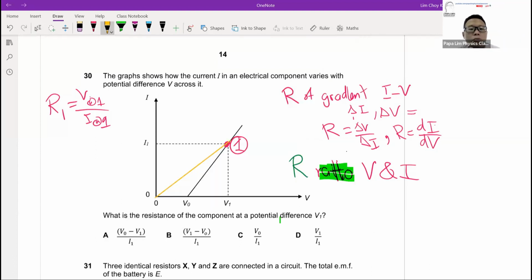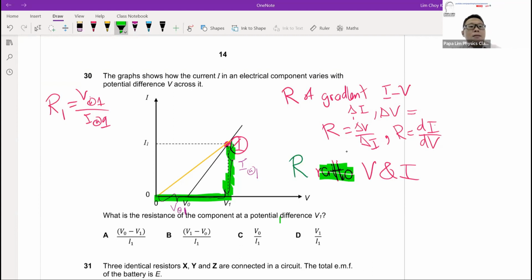So if I want to find the value of V and I at position 1, I am looking at this particular value. This is my V at 1. And after that, I'm looking at the current here. Sorry, my mistake. So I'm looking at the I at 1, and the V at 1. These two lines will give me the I and V of this particular point, and hence the resistance of this particular point.